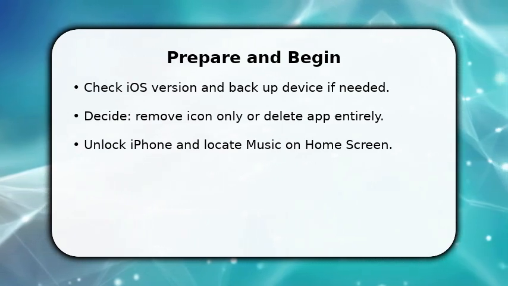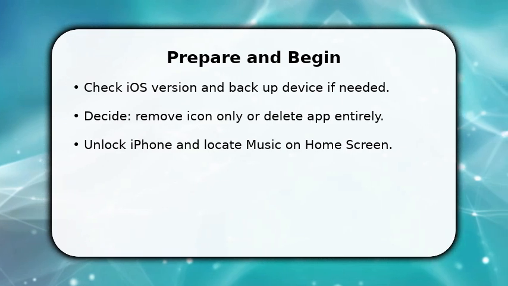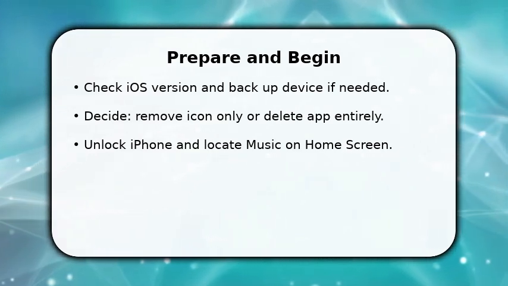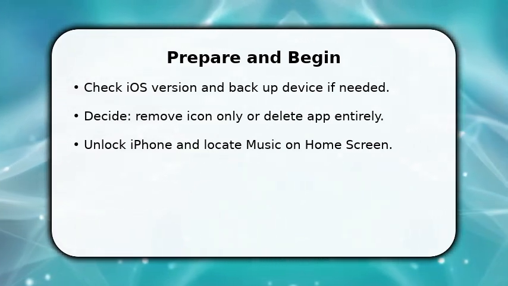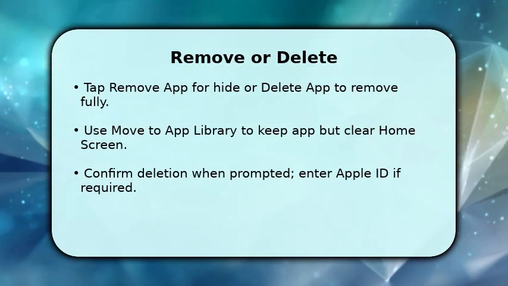Tap and hold the music icon until the contextual menu appears. This first touch opens quick actions and reveals the remove controls you'll use next. If nothing happens, try a firmer long press to enter jiggle mode. You now choose an act.